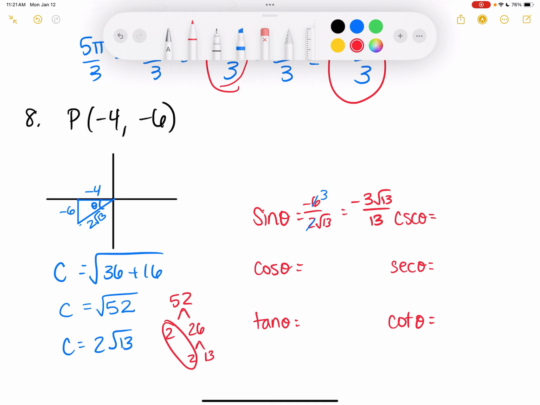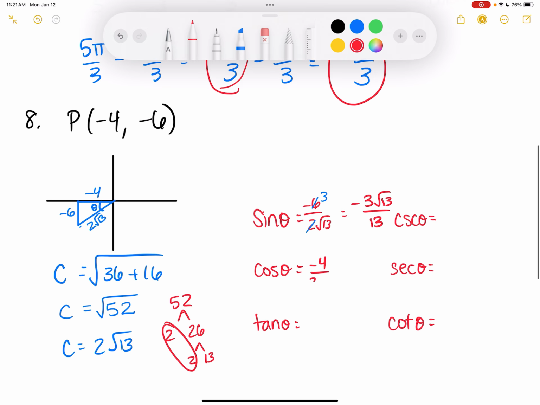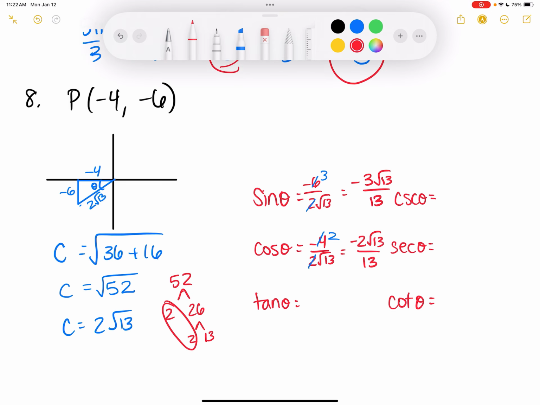All right, what about cosine? Negative 4 over 2 root 13. So 2 goes into 4 2 times, and then we just need to rationalize it. So negative 2 root 13 over 13. And then what about tangent? Negative 6 over 4. They're both negative, so it's going to become positive and then reduce to 3 over 2. Cotangent, 2 over 3, positive.